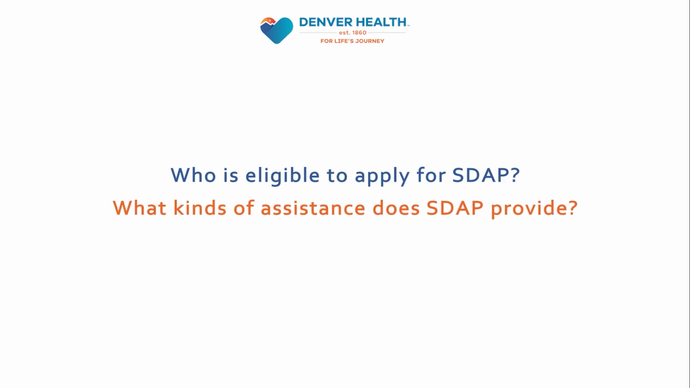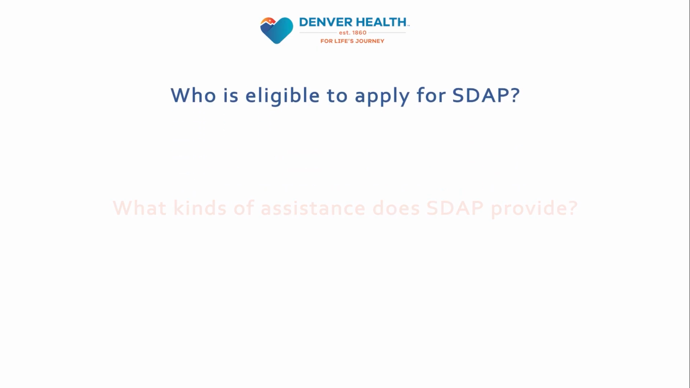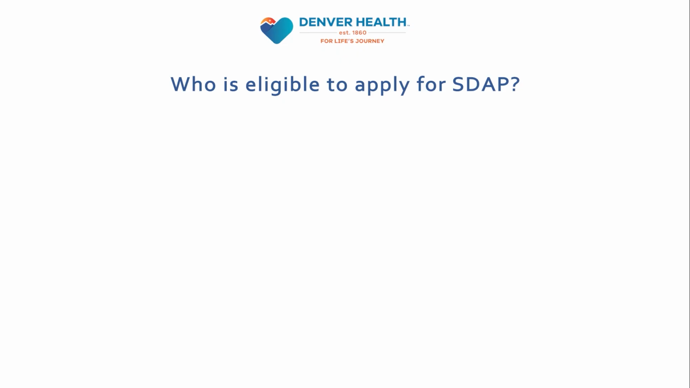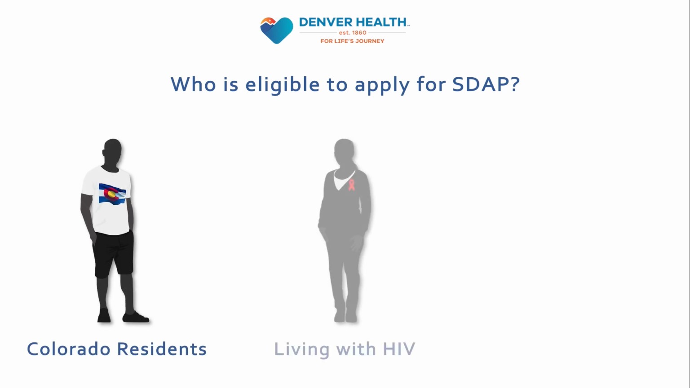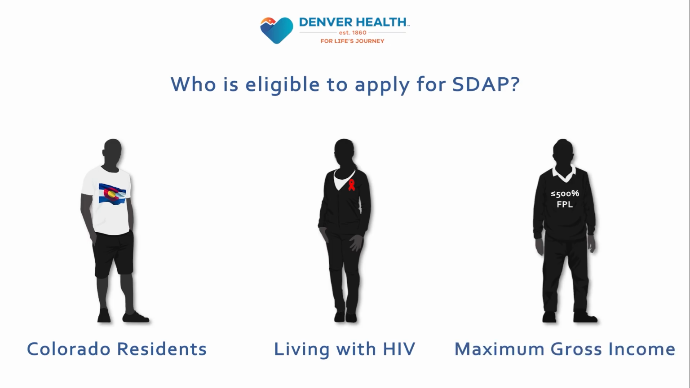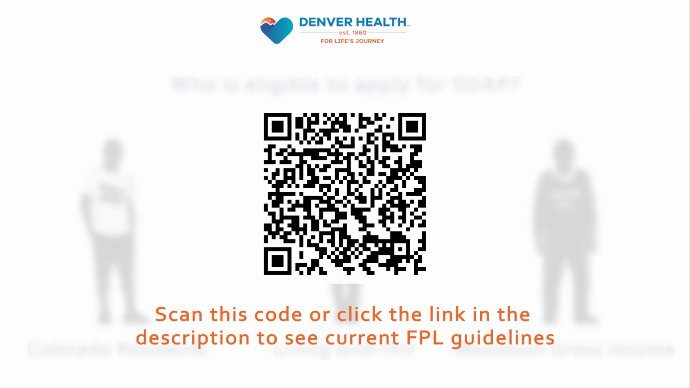Before we go over how to apply, let's learn who is eligible for SDAP and the kinds of assistance SDAP provides. In order to qualify for SDAP, there are 3 specific criteria you need to meet. First, you have to be a Colorado resident. Second, you have to be a person living with HIV. Third, your household income must be equal to or less than 500% of the federal poverty level. Federal poverty level guidelines are updated each year and can be found on the SDAP website.